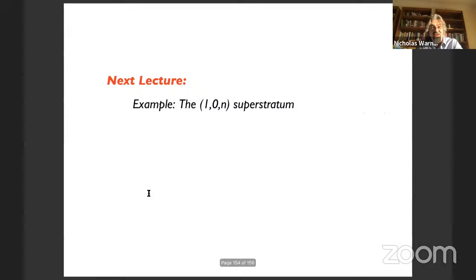So I'm basically done. The next lecture is really just going to be, I've been talking in abstract about these equations. I'm just going to tell you a solution, and perhaps the simplest solution there is. Moreover, it's perhaps the most useful solution there is because it's extremely easy to characterize now. And it's called the 1 0 N superstratum. And I'm going to actually think about it in general.